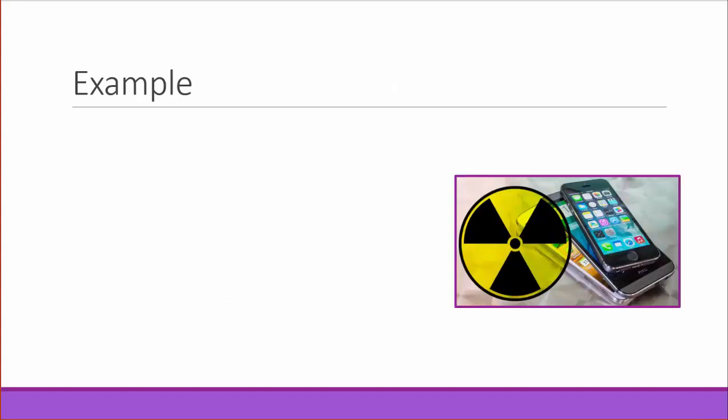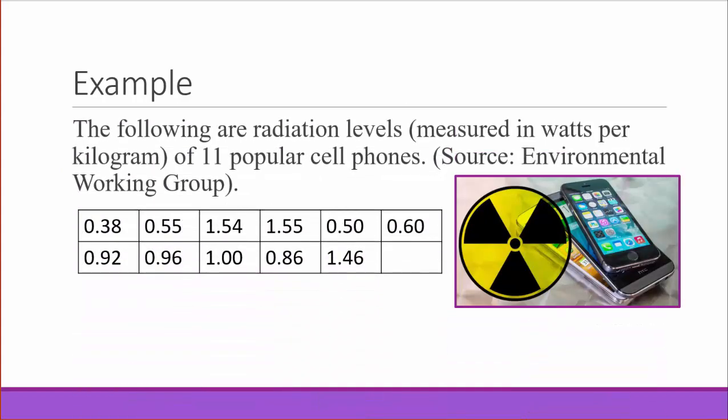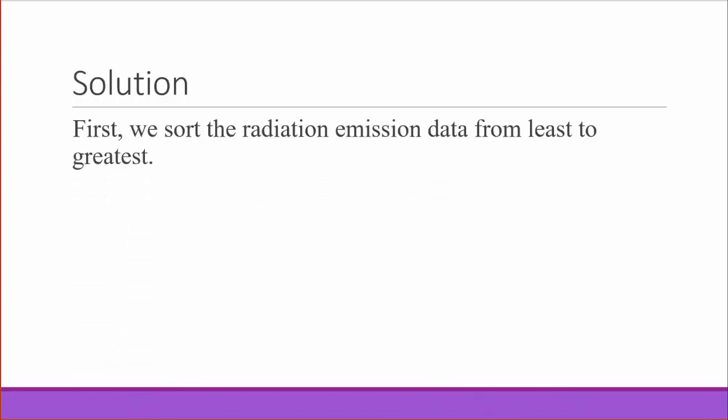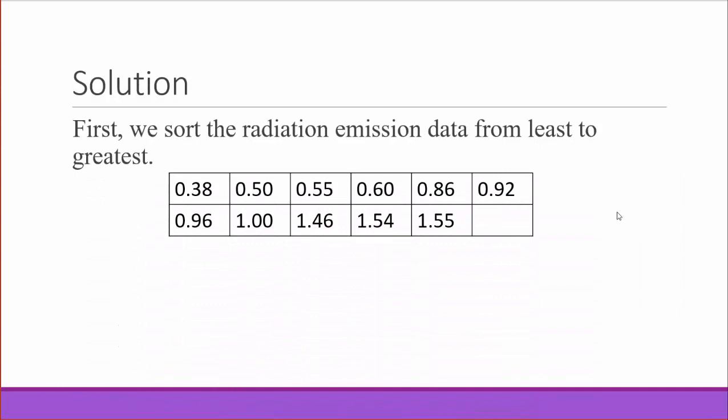So let's just run through an illustration of this again. Here's the same data we were looking at before, the radiation levels of 11 popular cell phones, and let's find the median in this case. So the first thing we have to do is sort the data from least to greatest. All right, so I went ahead and did that. The first data item is 0.38, then the next one is 0.50, and so on. And remember, the sample size was 11. All right, that's an odd number.